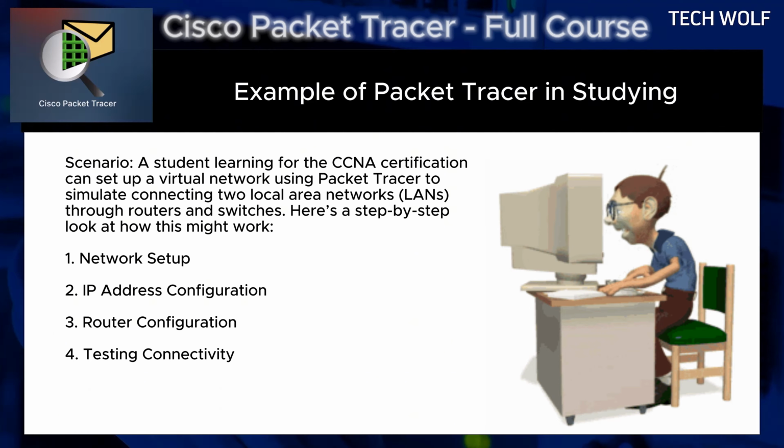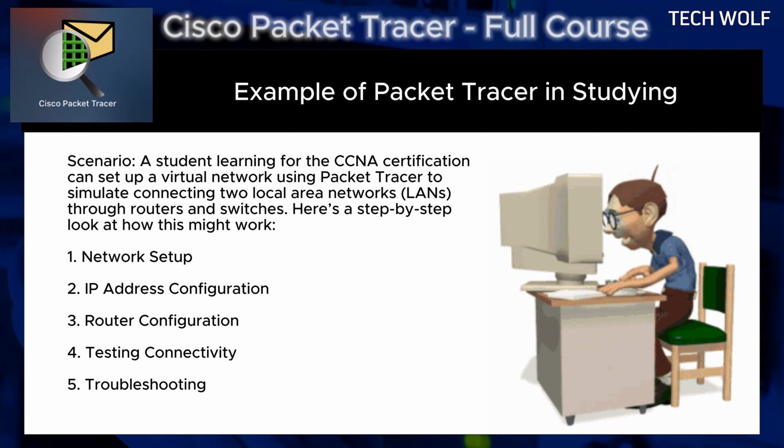And in step 4, testing connectivity, using Packet Tracer simulation mode, the student sends a ping from a PC in the first LAN to a PC in the second LAN. And Packet Tracer shows each stage of the packet journey, highlighting issues if the configuration is incorrect. And finally, troubleshooting. If there is an issue, the student can trace where the packet fails and adjust the configuration as needed, learning from the real-time troubleshooting.